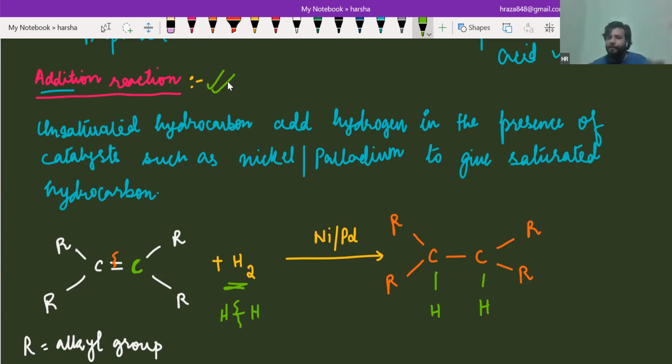Everyone knows what addition is. So what is an addition reaction? In a reaction, when something is added to a reactant, that is called an addition reaction. Is that clear, everyone? Yes, sir. Please do write it and let me know.